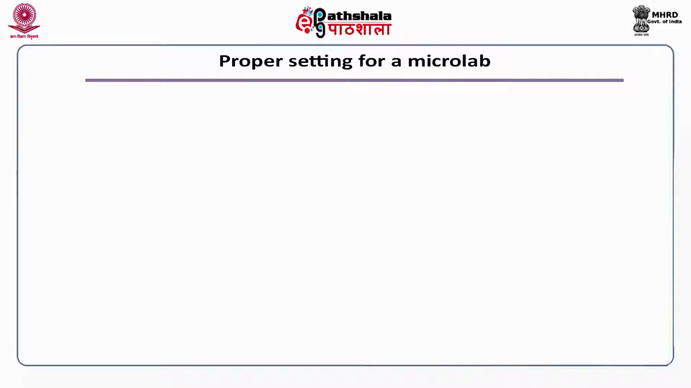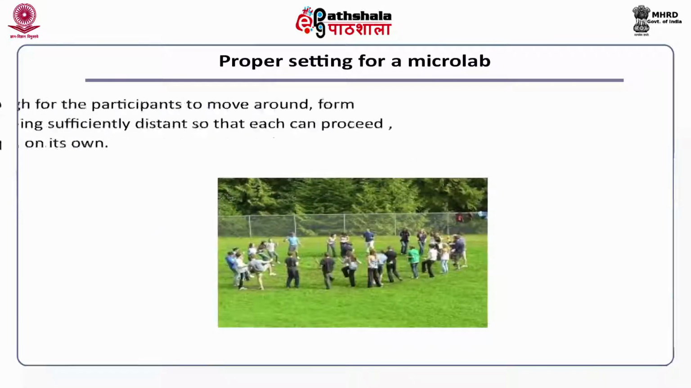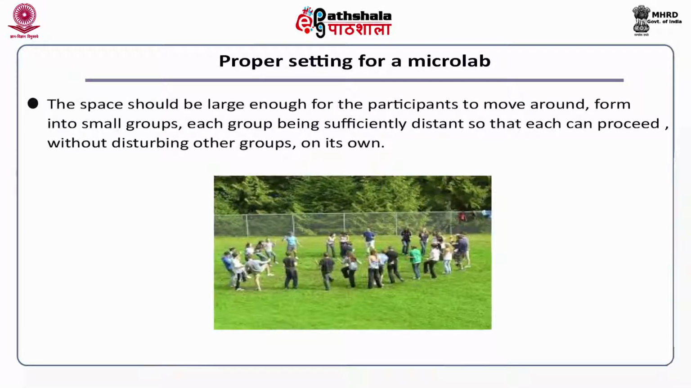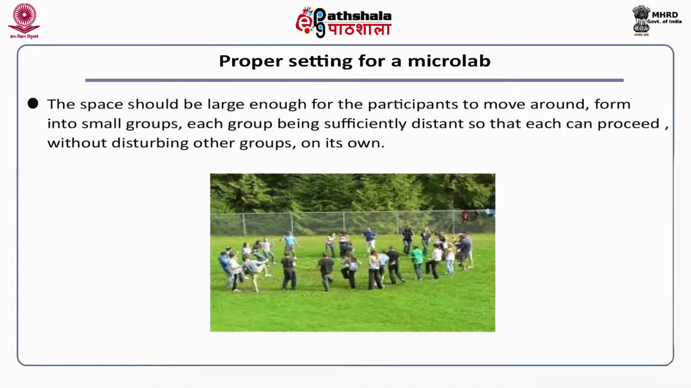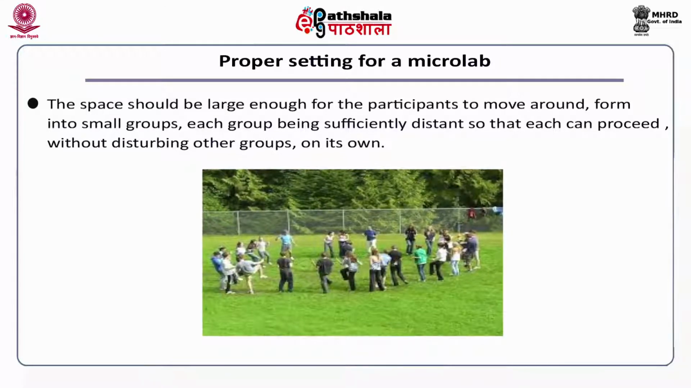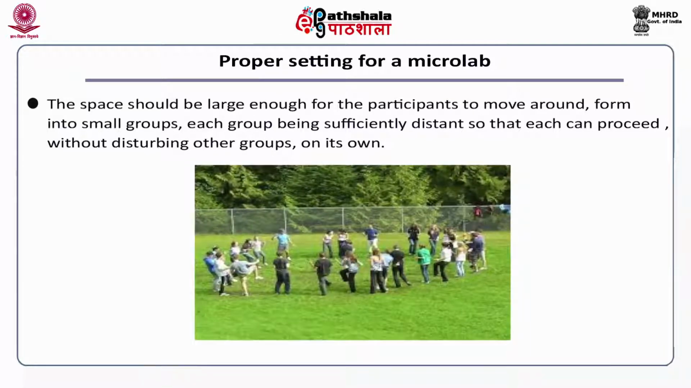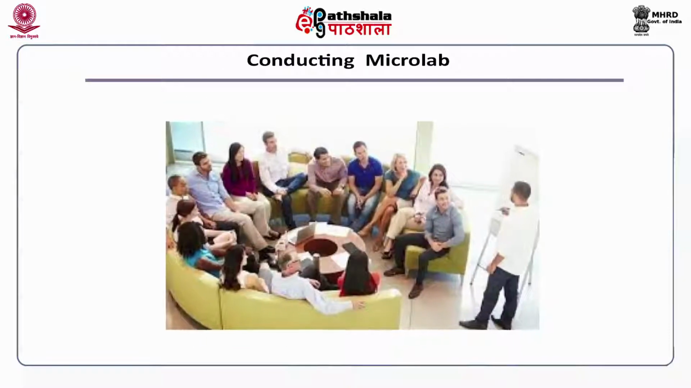Proper setting for a microlab. For a microlab, we require enough unstructured space. Structured space imposes limitations in movement and intergroup interaction and also creates rigidity in the structured interaction and relationship. The space should be large enough for the participants to move around and form into small groups, each group being sufficiently distant so that each can proceed on its own without disturbing other groups. Conducting a microlab.